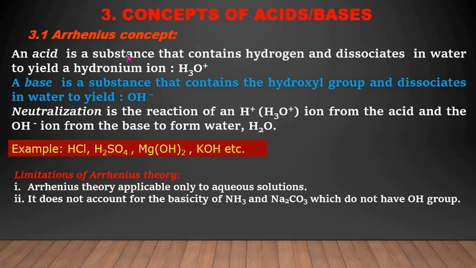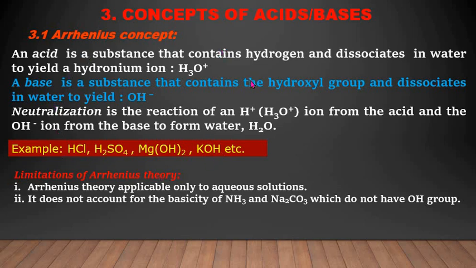Examples of Arrhenius acids and bases: HCl, H2SO4, Mg(OH)2, KOH. In HCl we have H, so it is an acid. In H2SO4 we have H, so it is an acid. In Mg(OH)2 we have the hydroxyl group, that is OH, so it is a base. In KOH we have OH, so it is a base.